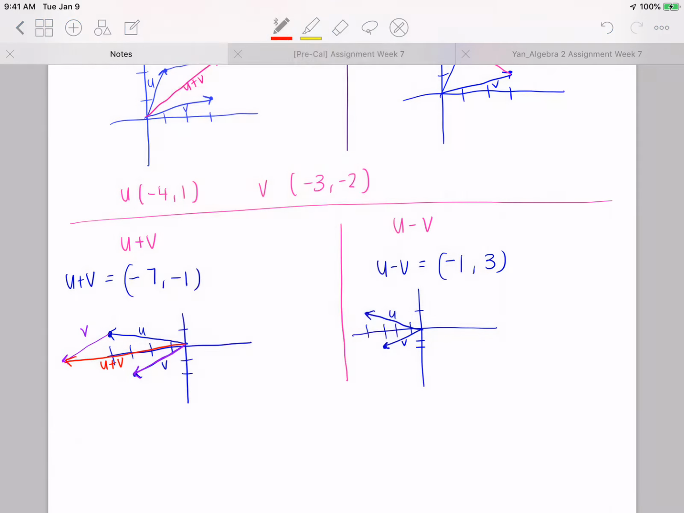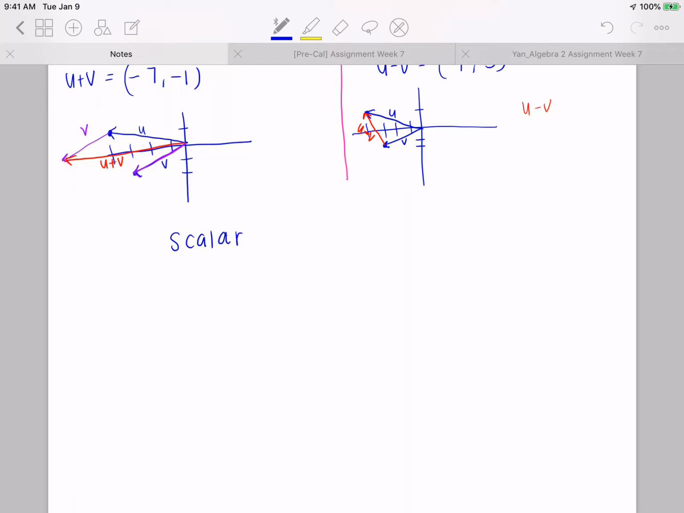All right. So the next part would be scalar multiplication. After we learn adding and subtracting, there's also multiplication, but there are two parts to this multiplication. The first part is called scalar multiplication, and it's just exactly like the distributive property.